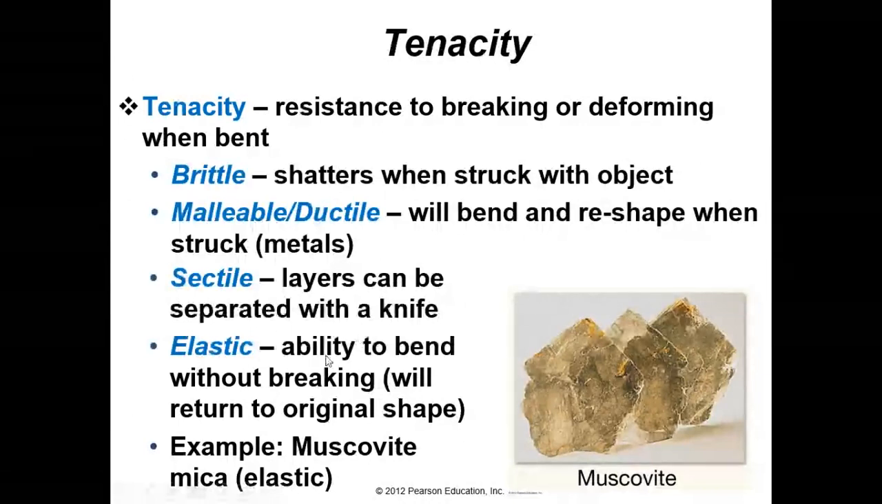Then there's elastic. Elastic is interesting. It's the ability to bend without breaking. Muscovite is also elastic. I know it seems kind of weird that it can be two, but with muscovite, you can bend the two edges, and as long as you don't put so much pressure on it that it breaks, if you let go, it'll go back to its original shape. So that's called elastic. Typically, minerals that are sectile are also elastic. That's usually how it works.